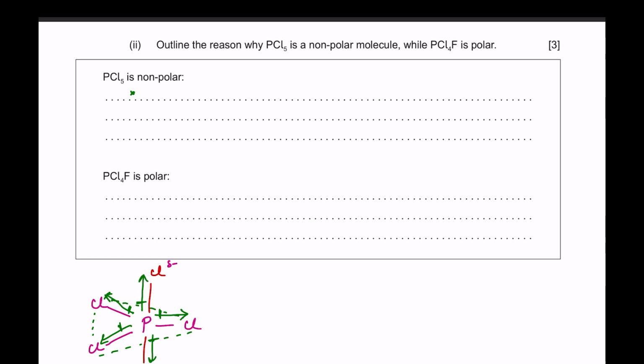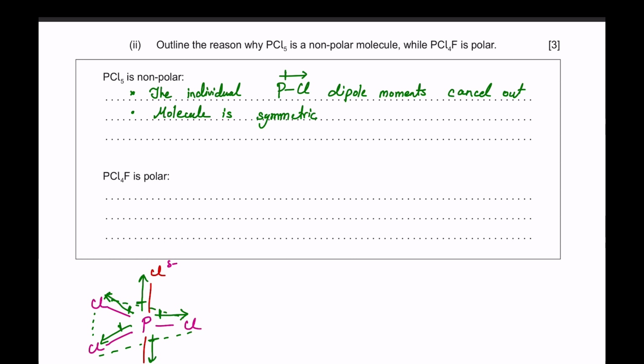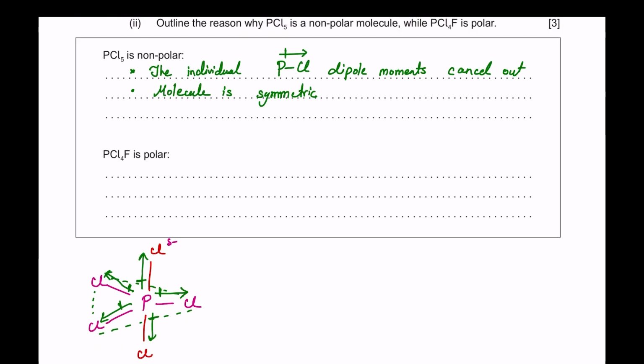So to outline why, the first reason is that the individual P-Cl dipole moments cancel out, and I can just use a symbol for this direction. The second reason is that the molecule is symmetric. Obviously this molecule has point symmetry, so it's symmetric. So these are the 2 reasons why PCl5 is non-polar, the main one obviously being the first reason. Second is PCl4F. Let's try to draw it. Again, it will have sp3d hybridization, and the structure would be trigonal bipyramidal.